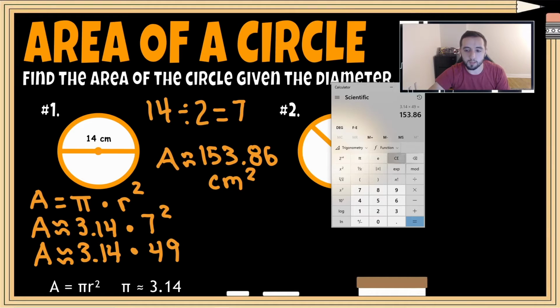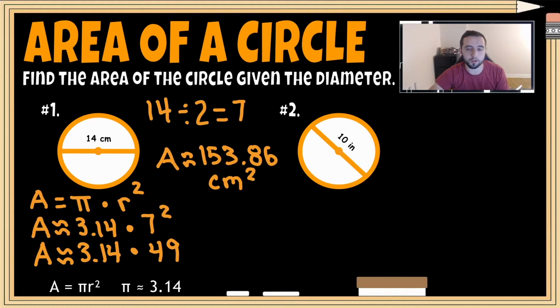Now, I also see problems that have you leave it in terms of pi. So if you want to leave your answer in terms of pi, all you would do is not plug in a number for pi at all. You're just going to leave the pi symbol just like it is in the formula. So if I was to redo this, I would do area equals, again, we're not approximating anymore because we're not plugging in a number for pi.